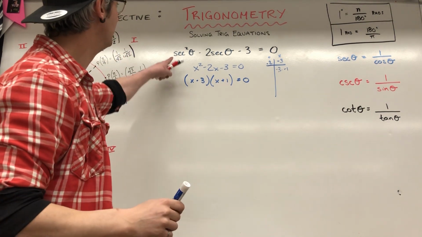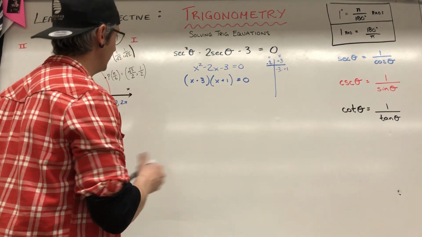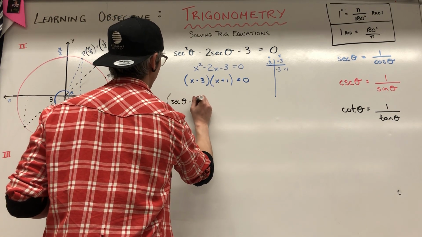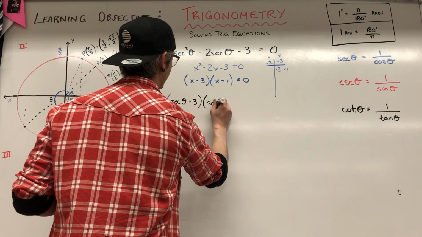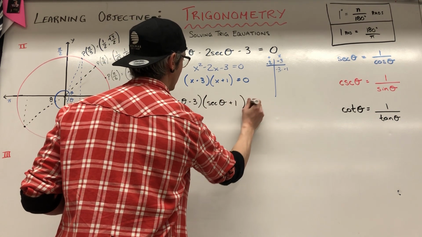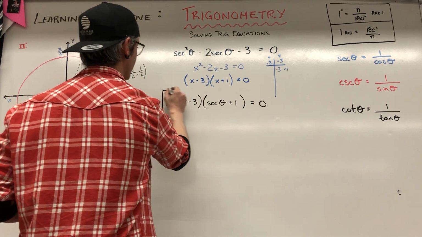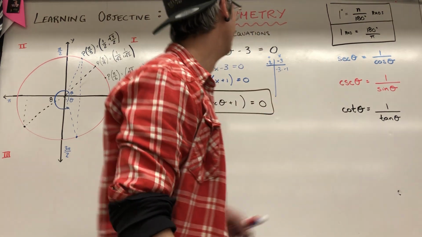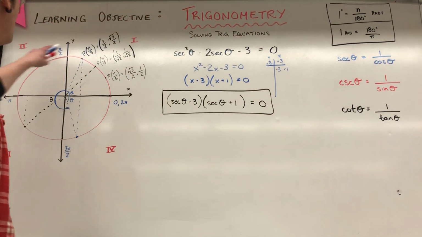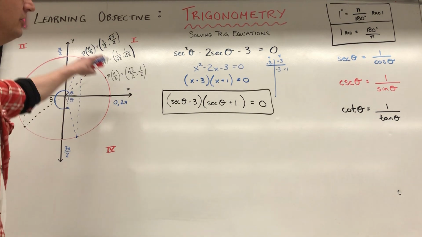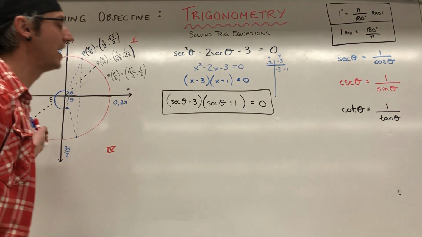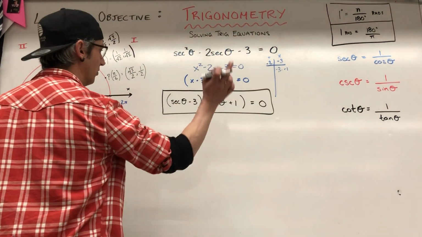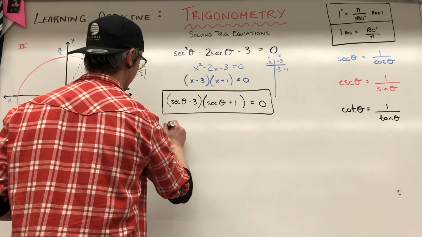And I basically made x equal to secant theta, so I can rewrite this as (secant theta minus 3)(secant theta plus 1) equals 0. And this is where I'm going to extract my solutions from. I'm going to have to use the unit circle as well to help me out, because I only know the sine, cosine, and tangent ratios on it, so I would have to use that knowledge to figure out what secant is equal to. So let's do it. Let's work with this one here, because this one's going to be nicer.